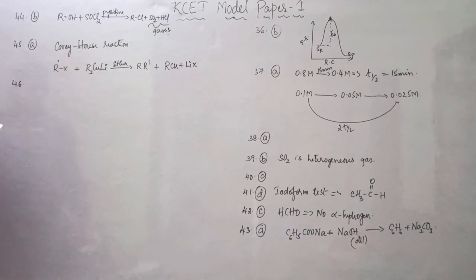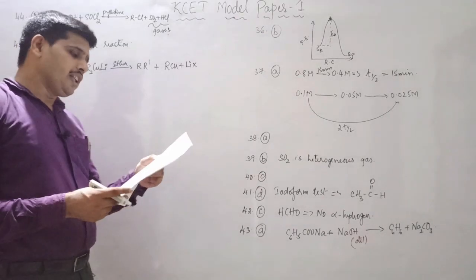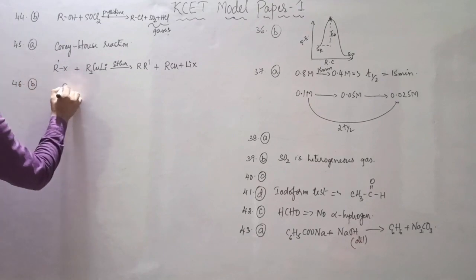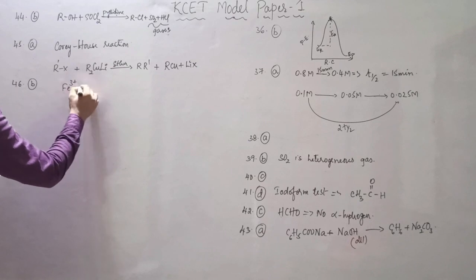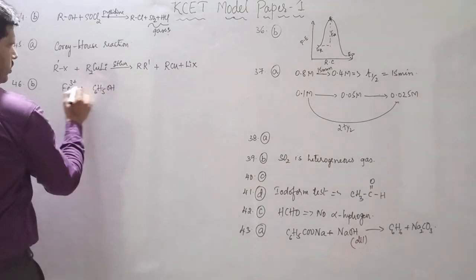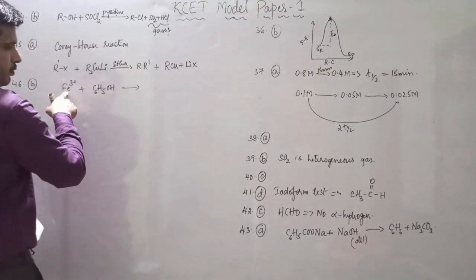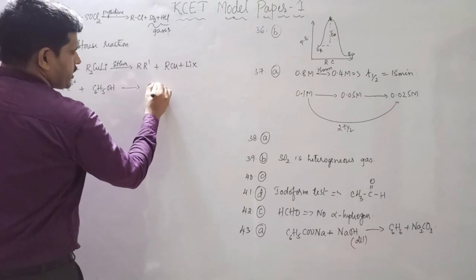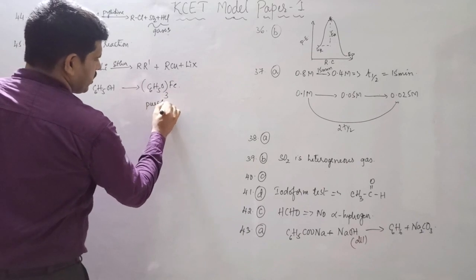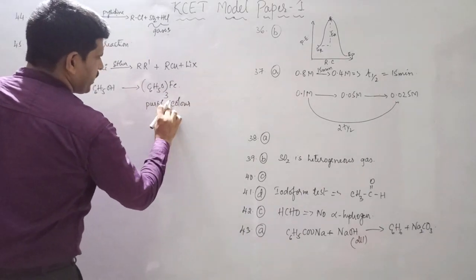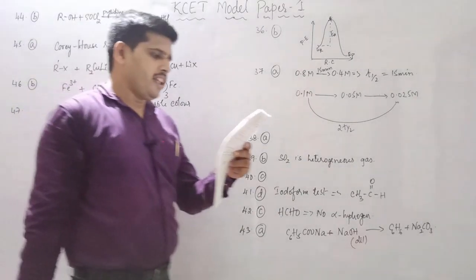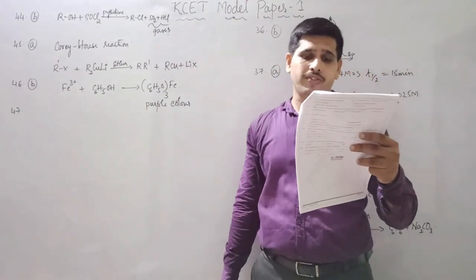Next, 46th one. Neutral ferric chloride gives purple color with phenol. So ferric phenate is formed. When you treat Fe3+ ions from ferric chloride with phenol, C6H5OH, the hydrogen will be replaced by the electropositive metal. So you'll get (C6H5O)3Fe, purple color. That is nothing but ferric phenate. Done.